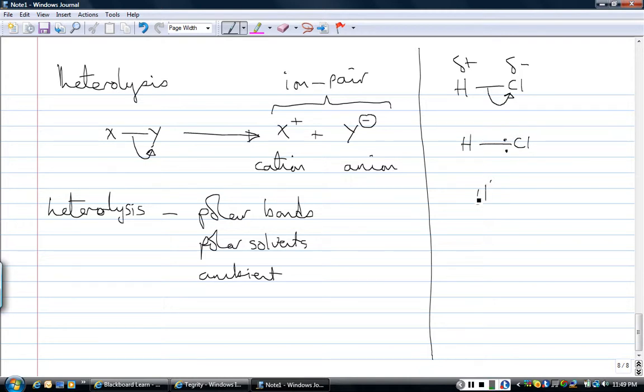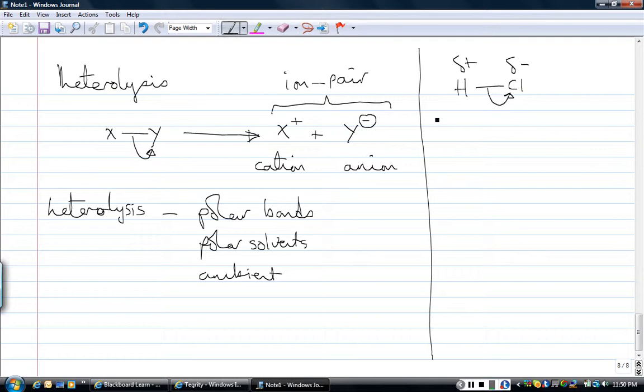If the bond was non-polar and I wanted to get both of these electrons now, which are equally shared, onto one atom, that's going to be hard, because I've got to push these electrons now all the way across here, and one of these atoms has a pretty good pull on the electrons. So it would be hard to move the electrons away from one atom who has an equally good pull on those two electrons. So heterolysis then is encouraged by polar bonds.